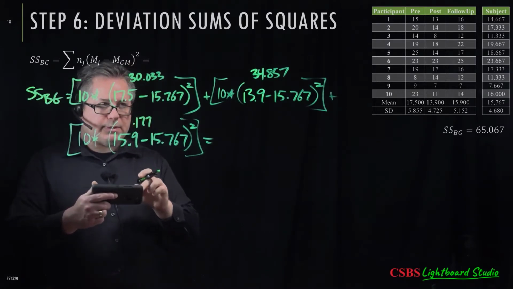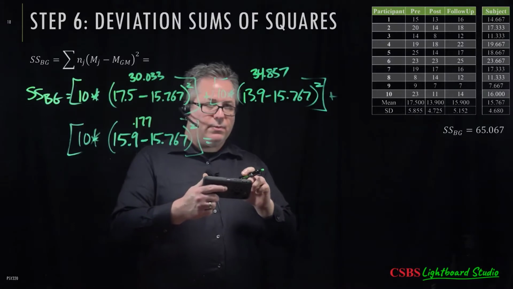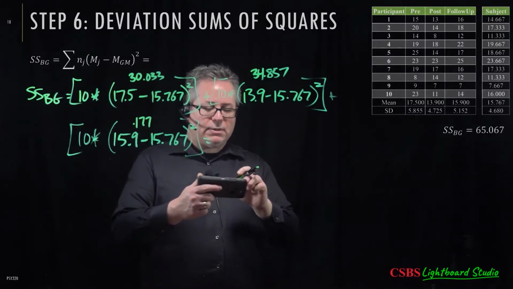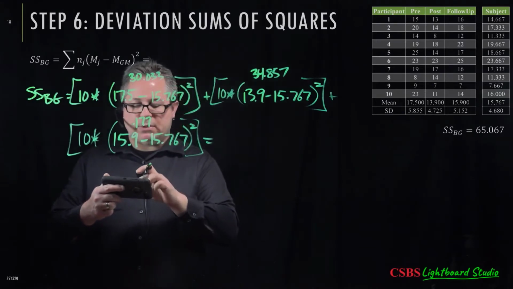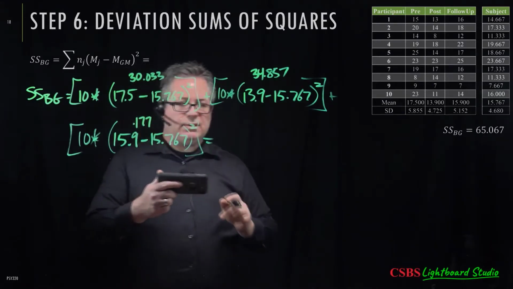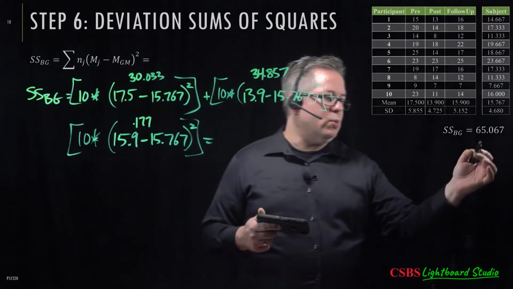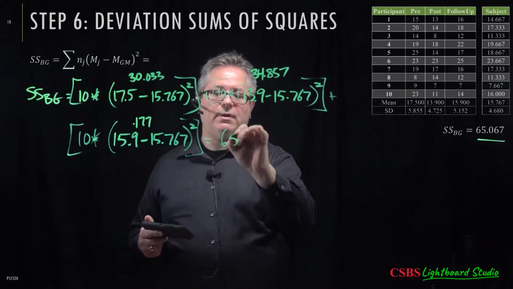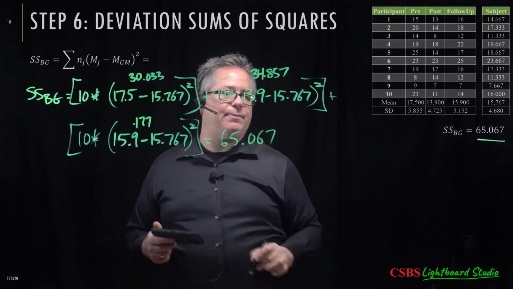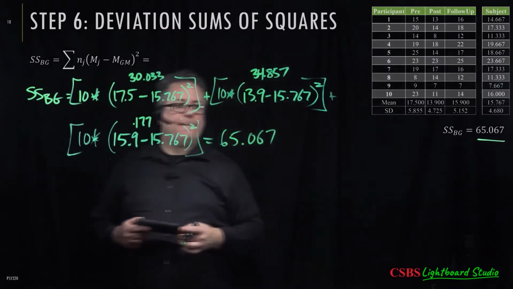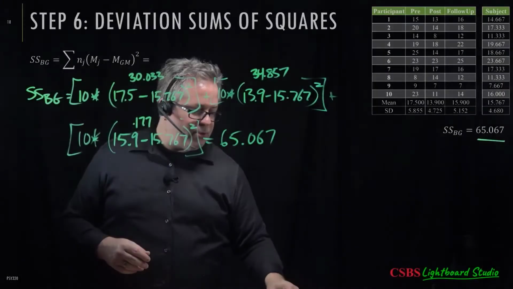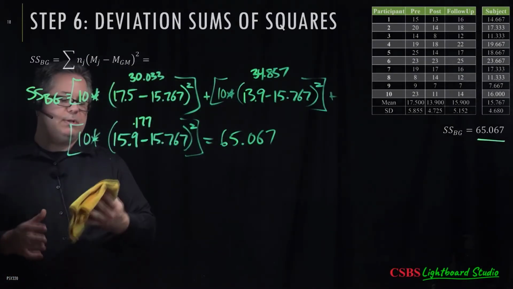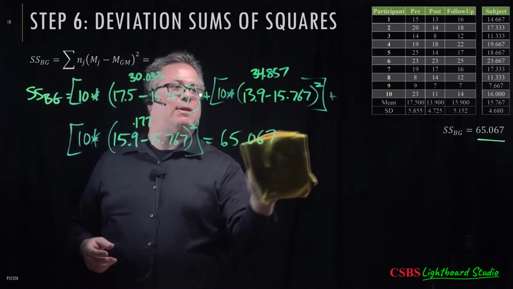If I add those up, 30.033 plus 34.857 plus 0.177 equals 65.067. All right, so that's good. 65.067. All right, easy enough. The between groups is like my favorite. It's easy. One per group. It's not really complicated. You're not going to keep track of a lot of stuff.